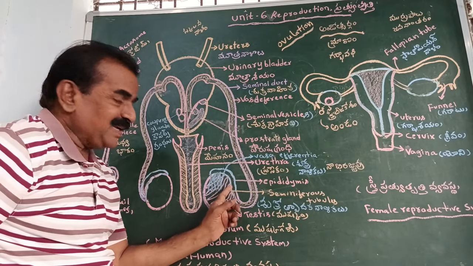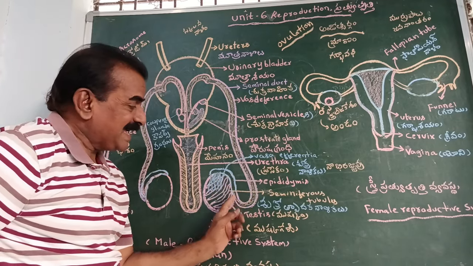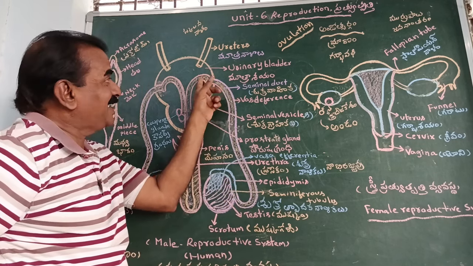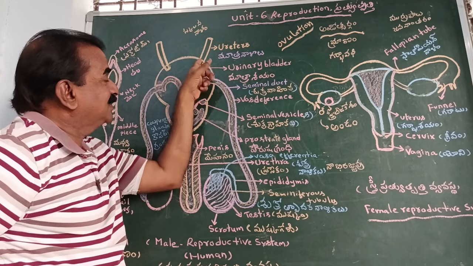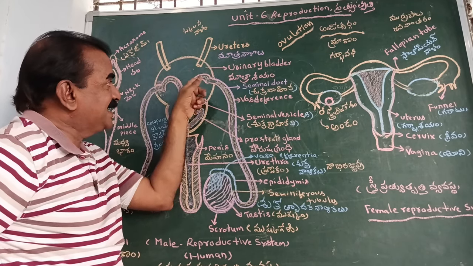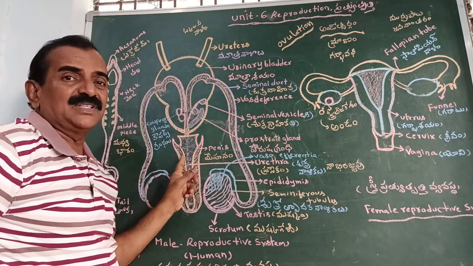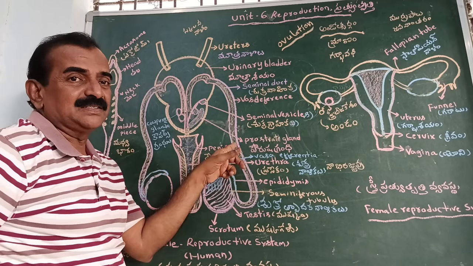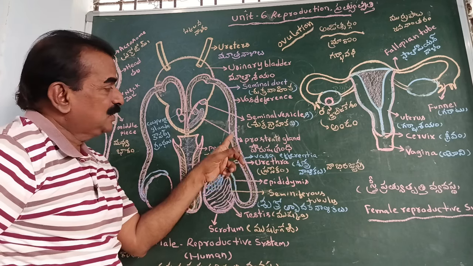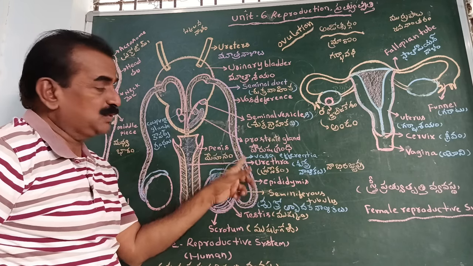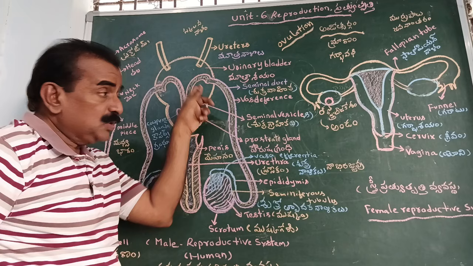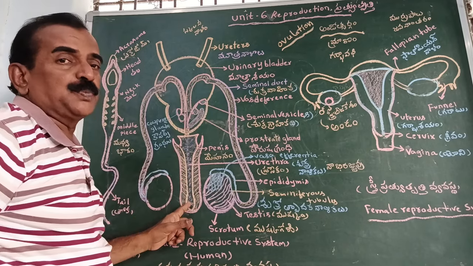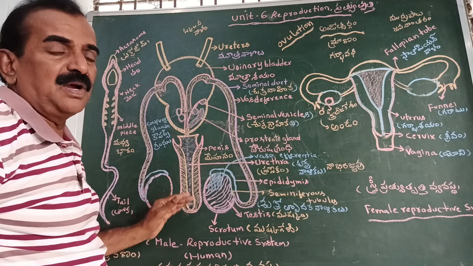And finally, from the epididymis, a long tube arises, and it ascends in the abdomen and coils around the urinary bladder and ureters. These are called ureters. And finally, it is joined at the urethra. This is called the vas deferens. So the vas deferens is useful to carry sperm. And finally, the sperms pass through the urethra and are released in the body of the female or outside.